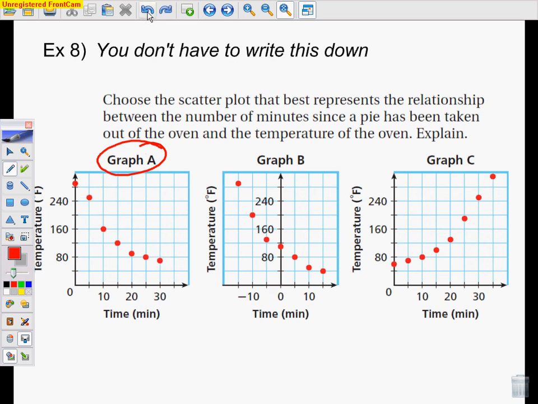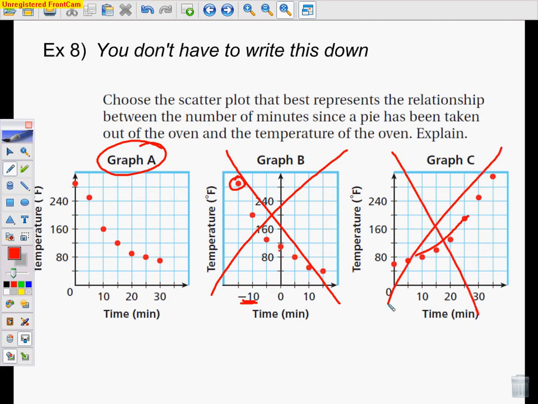Part B doesn't really make sense because, number one, you can't have negative time. But even still, I've had people say, well, Mr. McNair, this is a time before they took the pie out of the oven. Well, okay, if that's the case, why would you start turning off the oven before you took the pie out? Okay, that doesn't really make sense. So that's not that one. And then here, hopefully after you take the pie out of the oven, you don't start the oven up. All right, that doesn't make sense either. So that's not the answer.